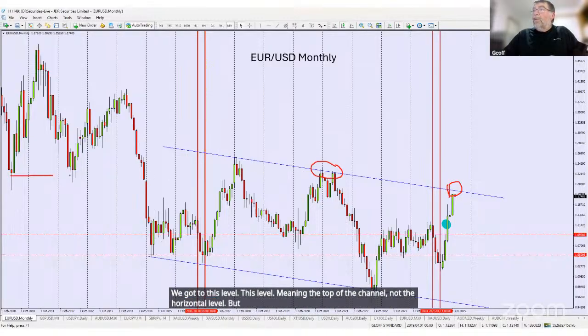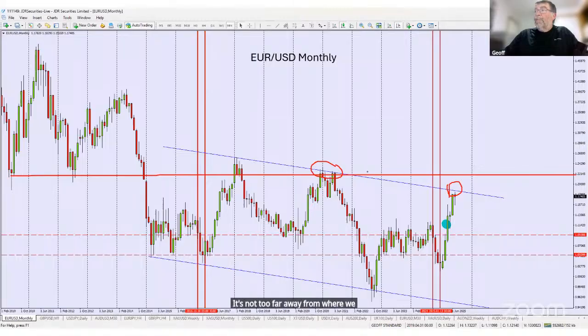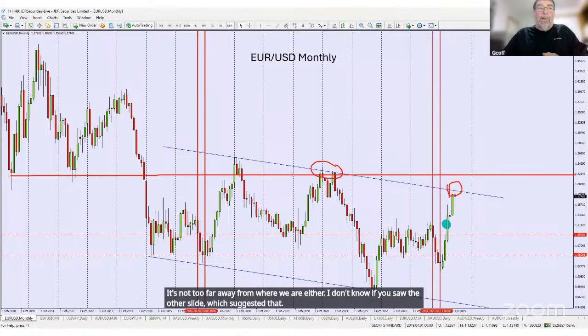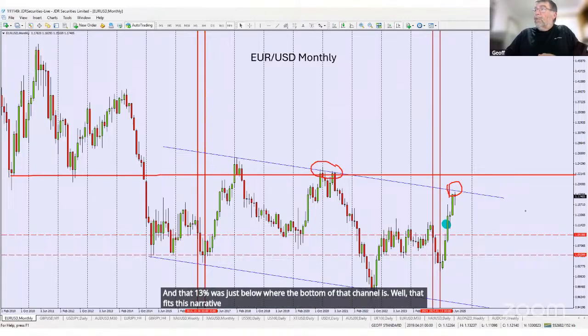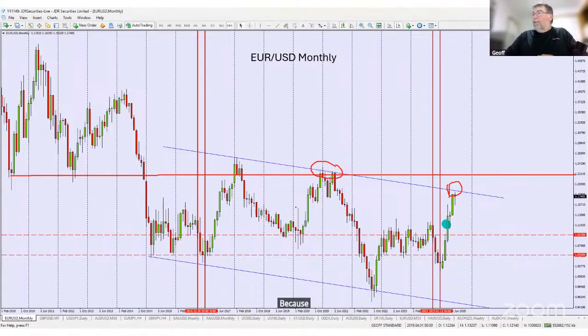But this, speaking of the horizontal level, it's not too far away from where we are either. I don't know if you saw the other slide, which suggested that post the Trump inauguration, there was a 13% decline in the dollar index. And that 13% was just below where the bottom of that channel is. Well, that fits this narrative absolutely to the letter, because if I can find my pen again, here we are, because that would be around about that level or very, very close to it. And at that point, we got a turnaround.